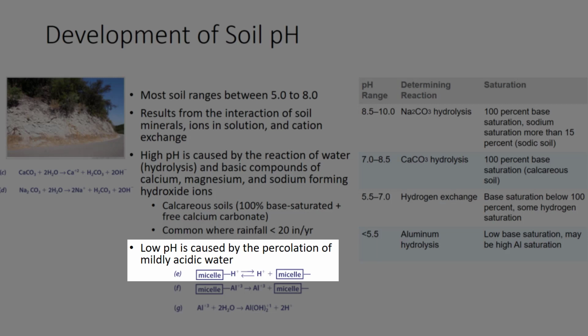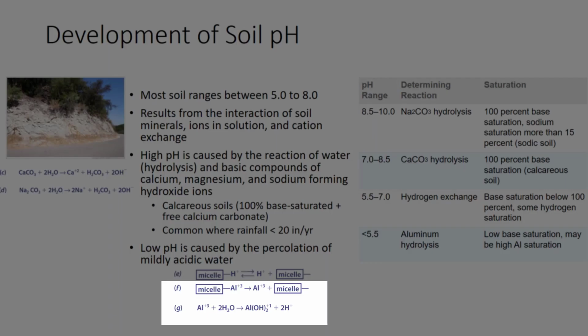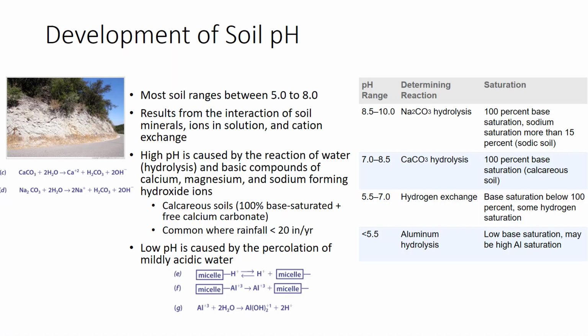Low pH is caused by the percolation of mildly acidic water, which neutralizes the bases and replaces the base cations on the cation exchange complex with hydrogen ions, as shown in reaction E. When pH declines to about 6.0, aluminum begins to leave the structure of silicate clays. Aluminum ions react in several steps with water to form hydrogen ions and aluminum hydroxide compounds. The reactions are summarized in reactions F and G. Aluminum hydrolysis can lower the soil pH to about 4.0. This is the most acidic the majority of upland soils become.